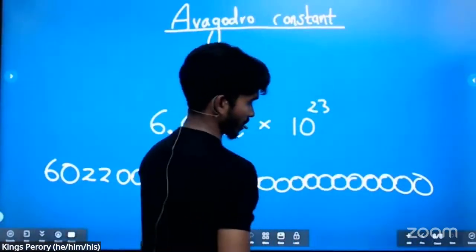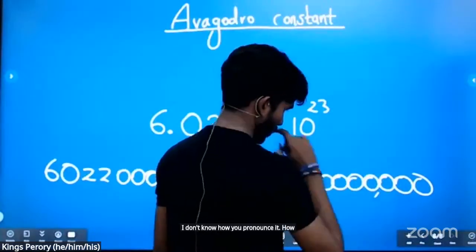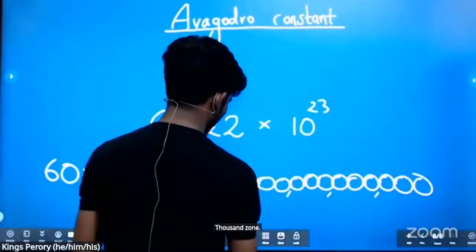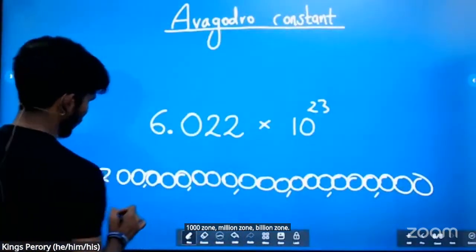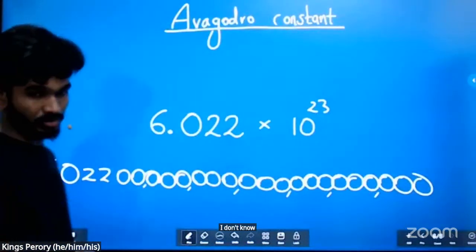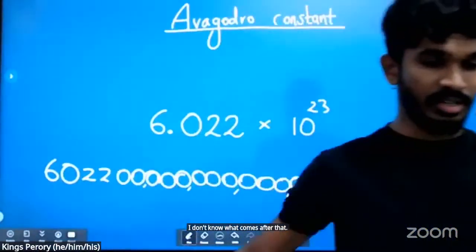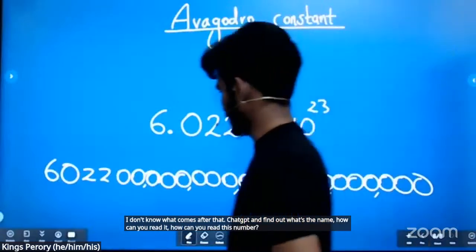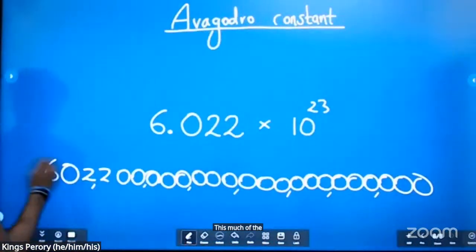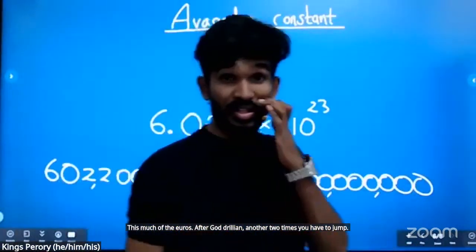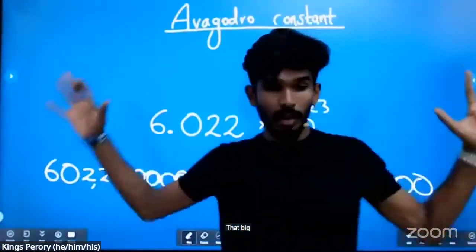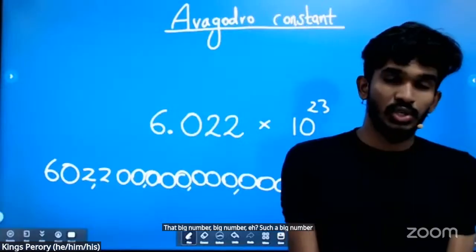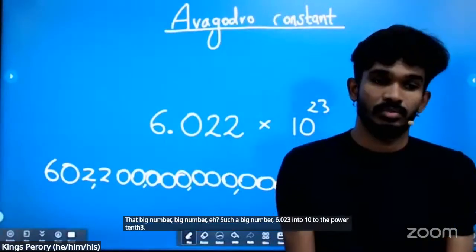I don't know how you read it. Unit zone, thousand zone, million zone, billion zone, trillion zone, quadrillion zone. I don't know what comes after that. Use ChatGPT and find out the name. After quadrillion, you have to jump another two times. Such a big number, 6.022 into 10 to the power 23.